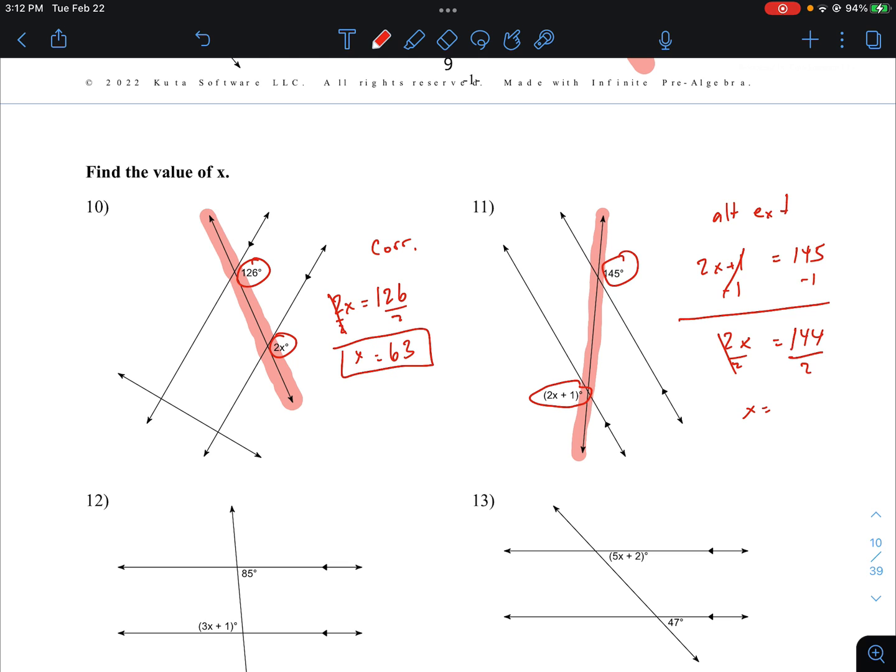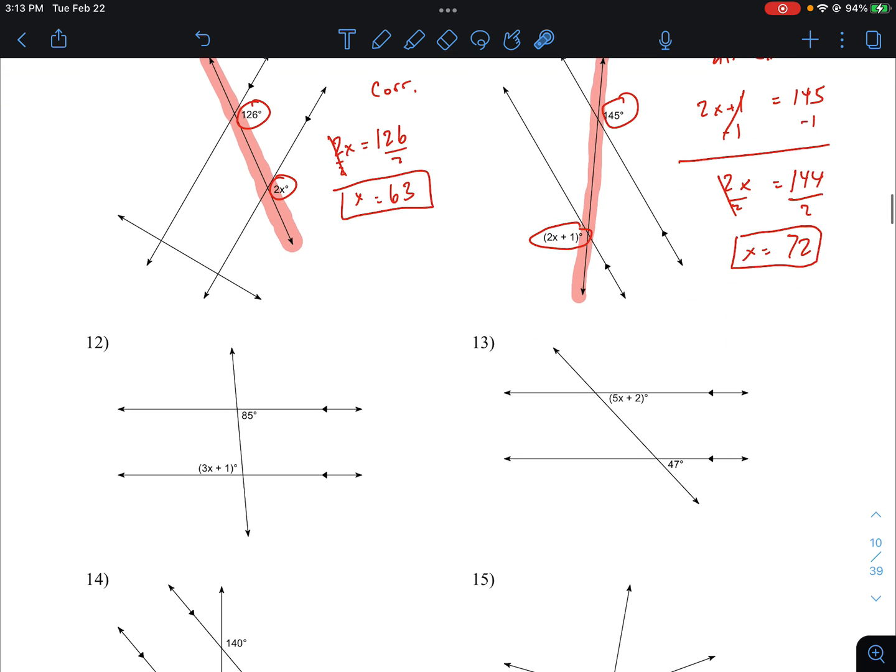Whoops, not 12. It equals 72. So x is 72. We're not saying it's 72 degrees. We're saying x is 72. If we figured out what degrees this is, it is 145 degrees, because that's why we wrote 2x plus 1 equals 145. We just need to figure out what the mystery number is.